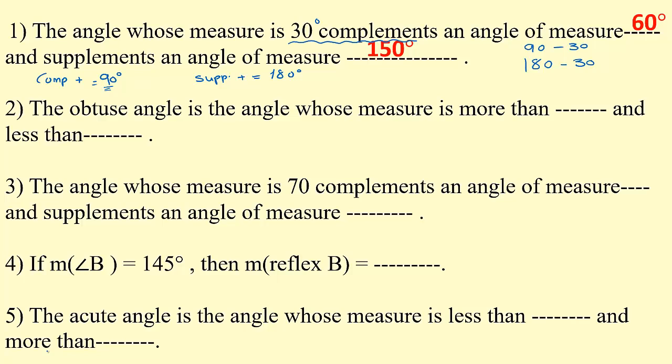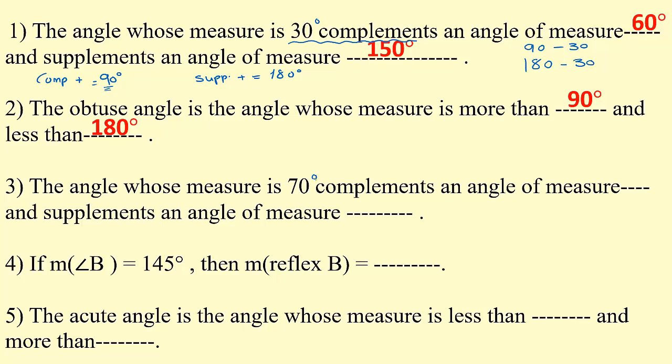Question number 2. The obtuse angle is the angle whose measure is more than 90 degrees and less than 180 degrees. And this is the definition for an obtuse angle. Let's go now for number 3.